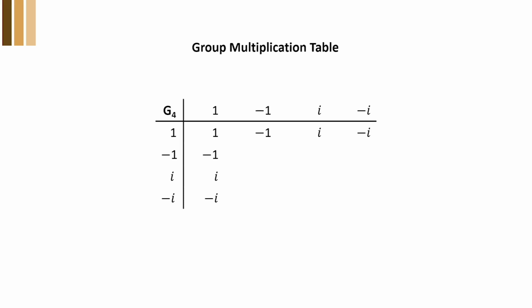Now keep on doing the mathematics. Say -1 into -1 becomes +1, i into -i becomes -i squared, which is +1, and so on. This way you will see that each element can be filled in this table. This is the so-called group multiplication table, and interestingly you will notice that no 2 elements have been repeated in any row or column at all.